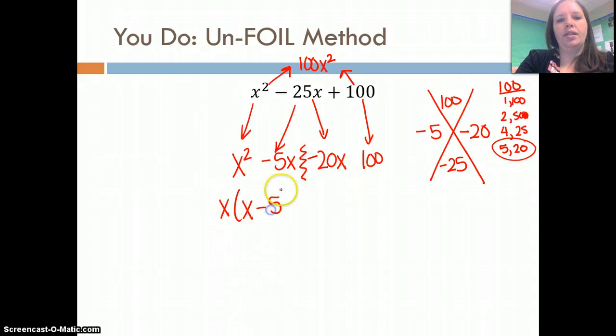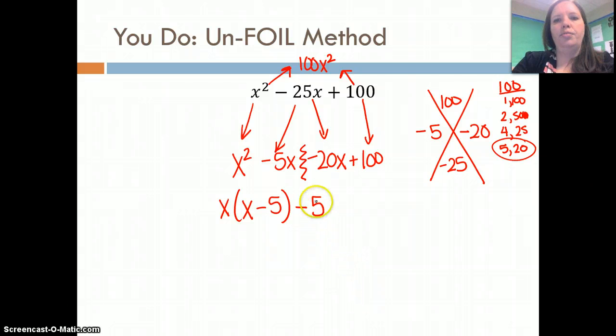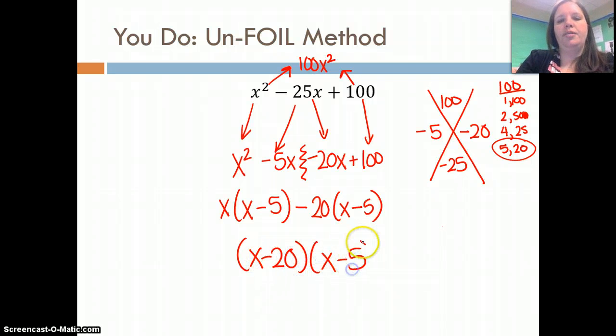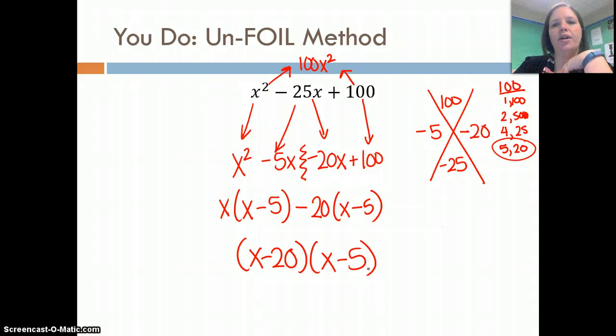GCF of x in our first group, so x minus 5 is the parentheses we hope to see in our second group. Our GCF in the second group, our first term is negative, so, oops, not negative 5. That's not the GCF, that's a CF. The GCF would be negative, biggest thing I could take out is negative 20. So I'm left with x and minus 5. And if you notice here, x minus 20 times x minus 5 is our answer.